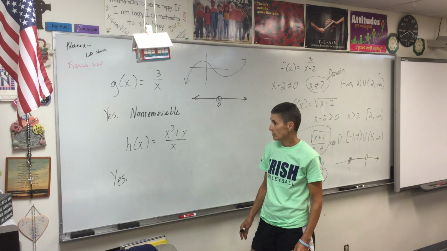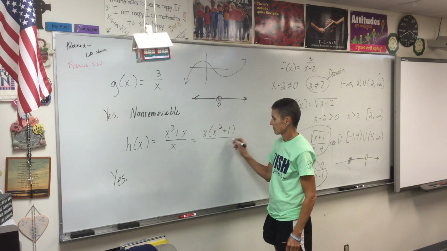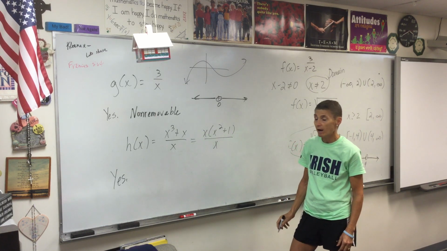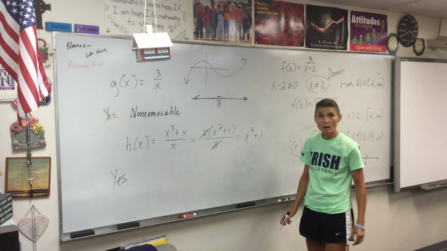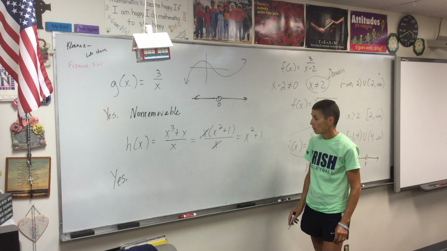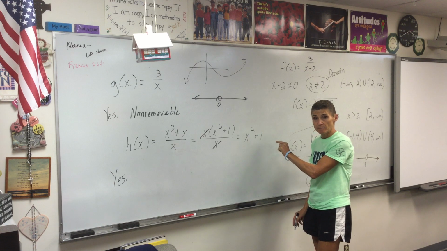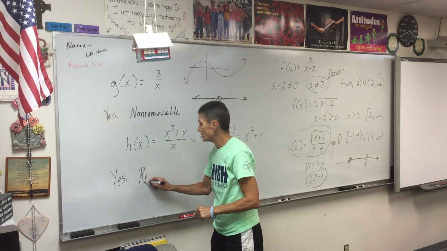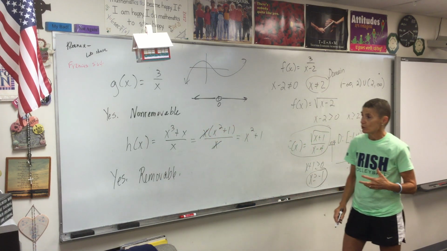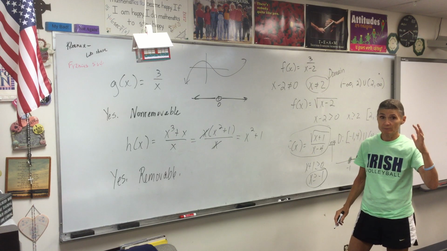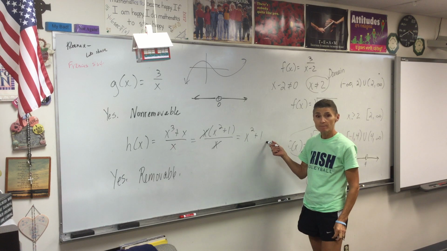Upon closer looking at the problem, though, it looks like I could factor the top, take an x out of the top, and then cancel these guys and be left with x squared plus 1. Now wait a minute. Could I put 0 in now? Yes. So I removed the discontinuity. Now, how do you remove a discontinuity? You factor and cancel it out.